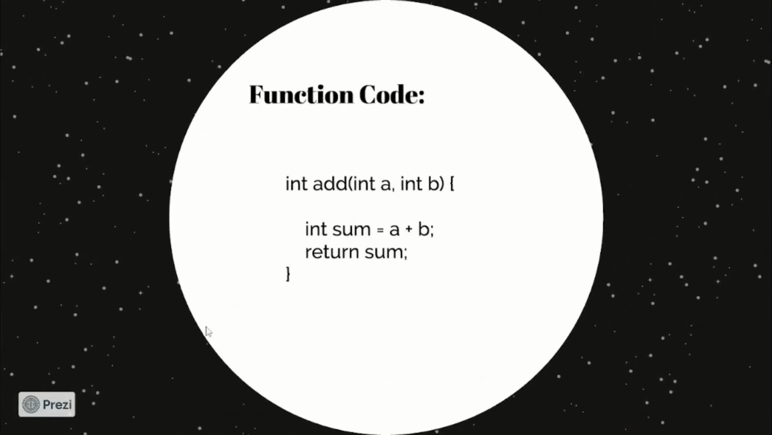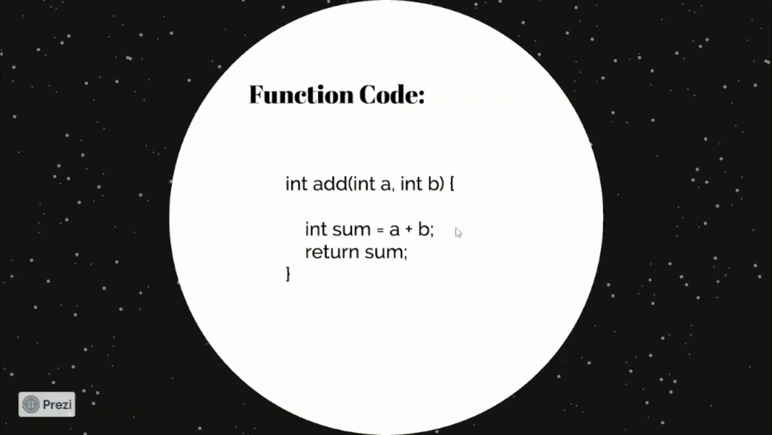Let us see a simple code. Here a function definition is created. The first one is the return type, which is int. Then add is the function name. Then int is the first parameter type and a is the parameter, and the second parameter type is int and the second parameter is b. These are passed into the function for performing some operations. The code inside the curly braces is called the function body.